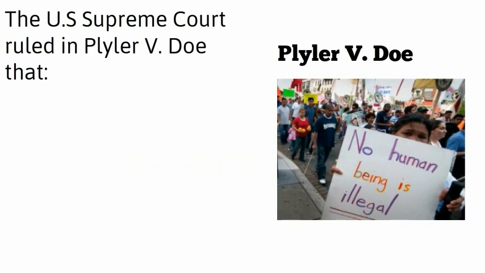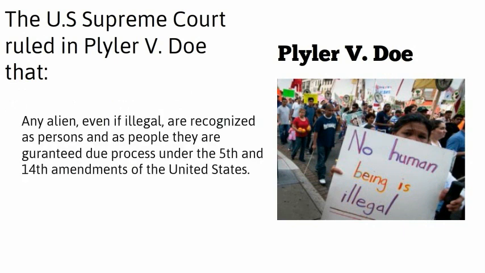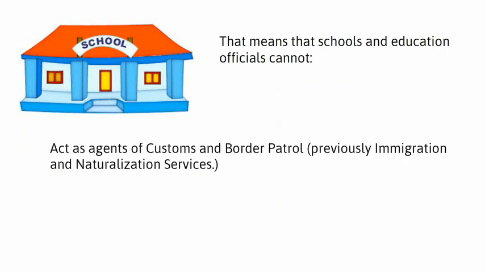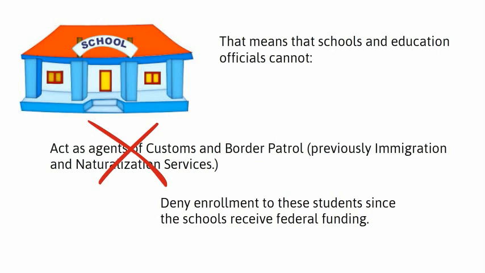2 other decisions helped improve English language learner rights. The U.S. Supreme Court ruled in Plyler v. Doe that any alien, even if illegal, is recognized as a person, and as people, they are guaranteed due process under the 5th and 14th Amendments of the United States. That means that schools and education officials cannot act as agents of Customs and Border Patrol, and they cannot deny enrollment to these students since the schools receive federal funding.